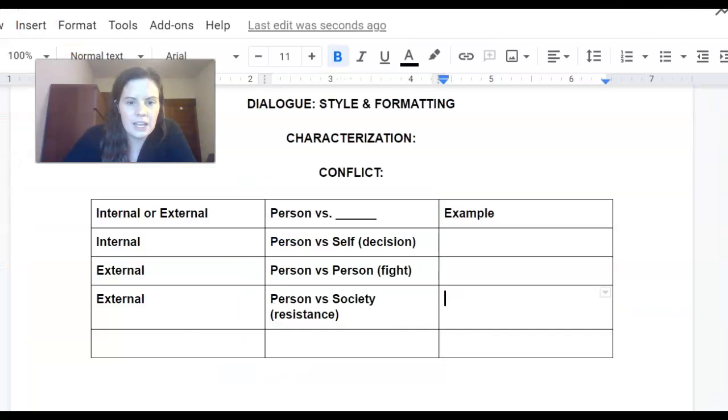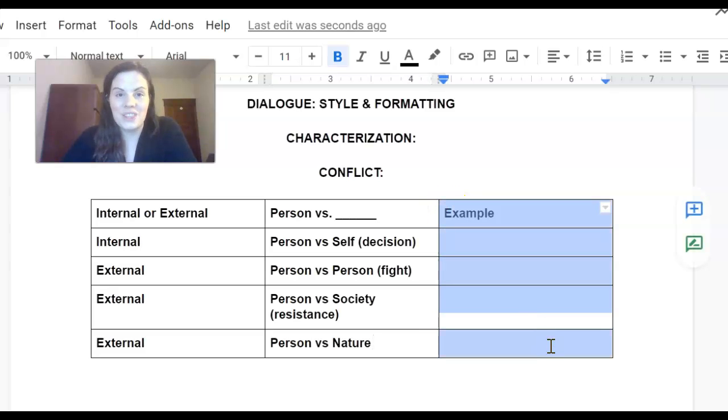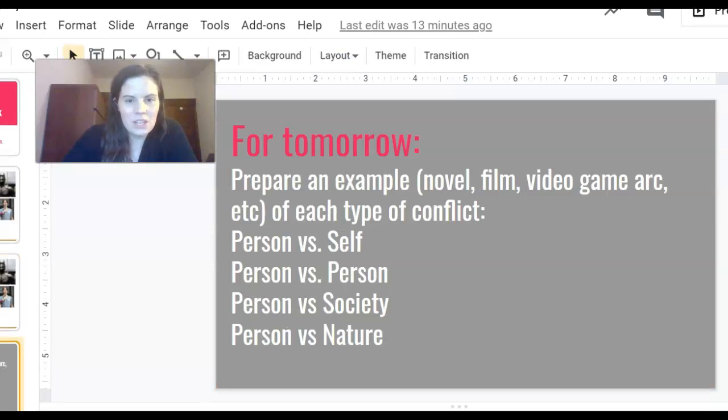So let's go ahead in our guided notes here. This is again external, and it is person versus nature. Please come up with your own example here. This is your work to share out with the class when we come together on Tuesday. Make sure that you have an example for each type of conflict and you're ready to share.